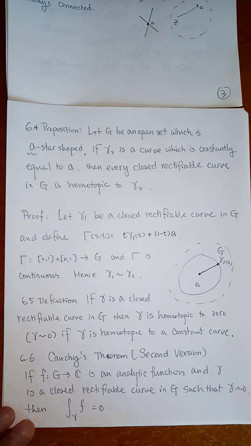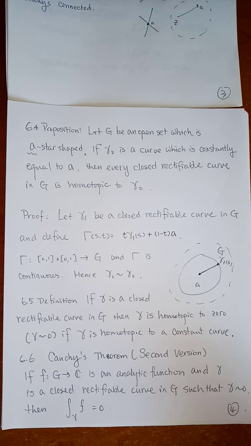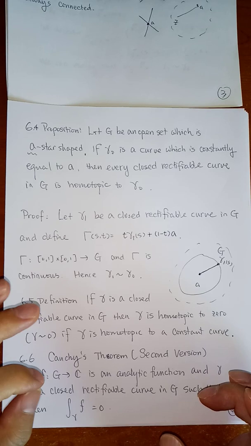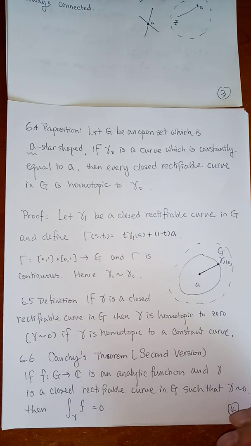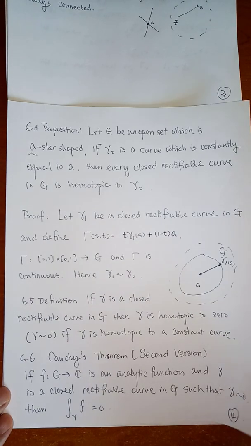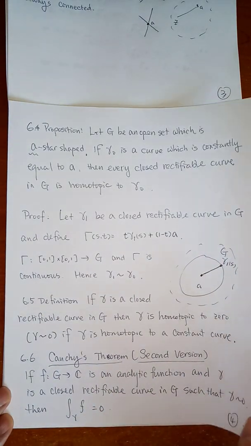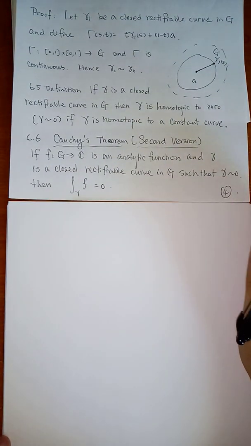Okay, so this is the second version of the Cauchy theorem. Whenever you can shrink this curve to a point, then the integral is always 0. Okay, so this is the second version of Cauchy's theorem. In a very straightforward idea, we can see the following proof.